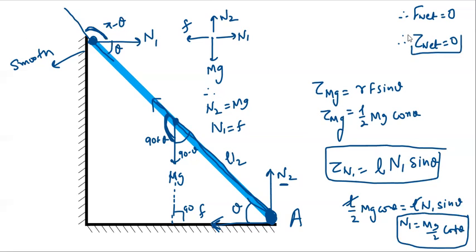Because in rotational equilibrium, the net torque is equal to 0. So you can calculate torque about any point and put it equal to 0. So about point O, the torque of mg will be in the anti-clockwise direction and the torque of N1 will be in the clockwise direction. So both will cancel each other and net torque will be equal to 0.